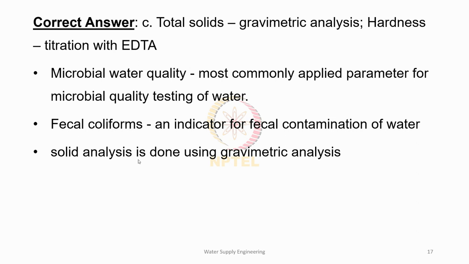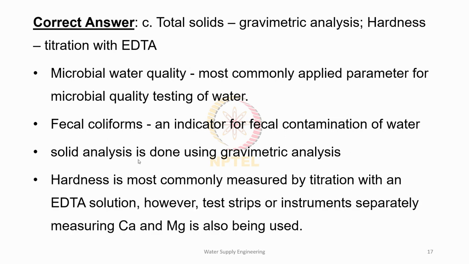Solids analysis is always done using gravimetric analysis. So, for the determination of total solids, we go for gravimetric analysis. Coming to hardness, hardness is tested by titration with EDTA solution as titrant. However, we have test strips and instruments separately as well, which measure calcium and magnesium. That is also being used, but the most commonly adopted method for determining hardness is titration with EDTA.